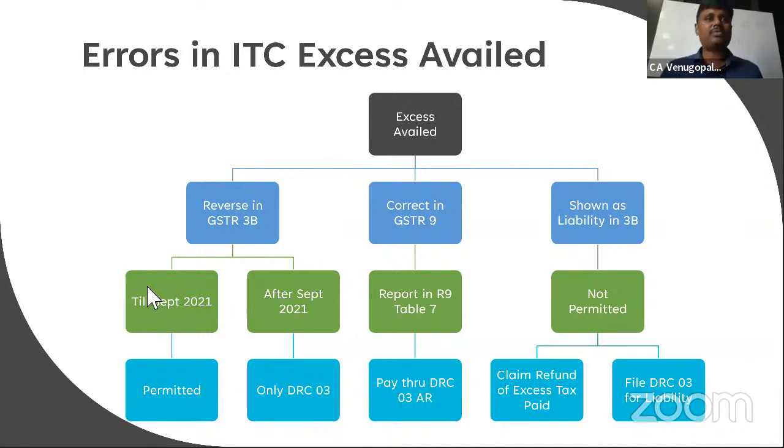So if something of that has happened, the right way to do is you claim the excess taxes paid and file a DRC03 for the liability that you need to discharge for the input tax credit. So you have got to give a reason. So there are people who ask, okay, I did not do it, and at this point I do not want to do it. How do we do it? There are ways to it. In the question and answer session, I'll be explaining that.